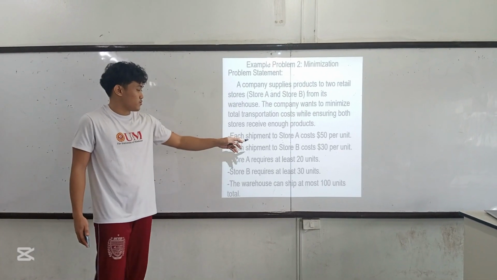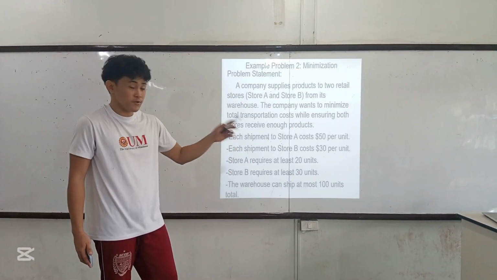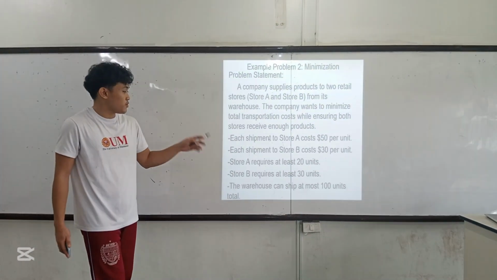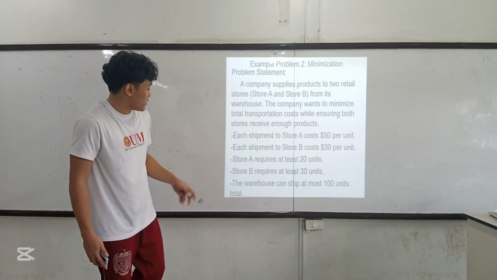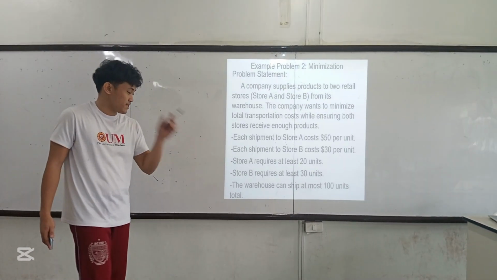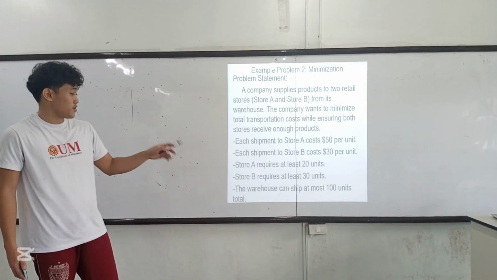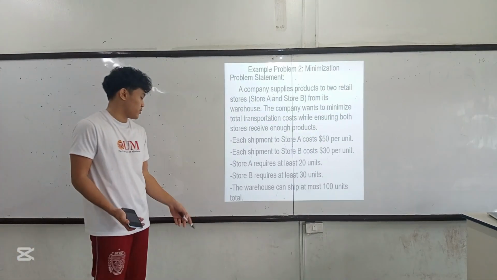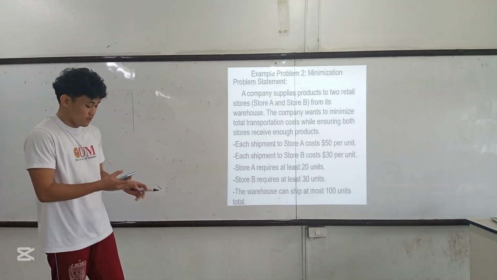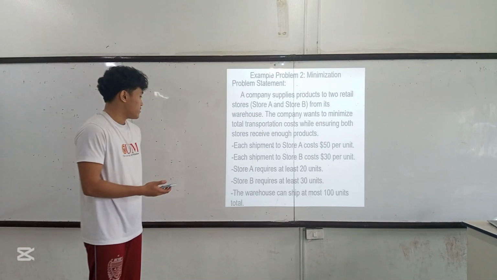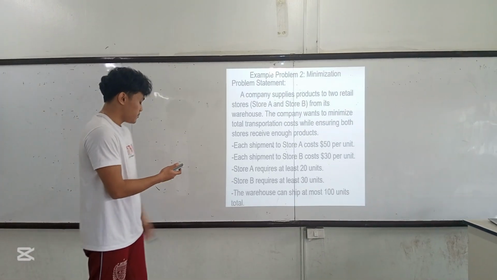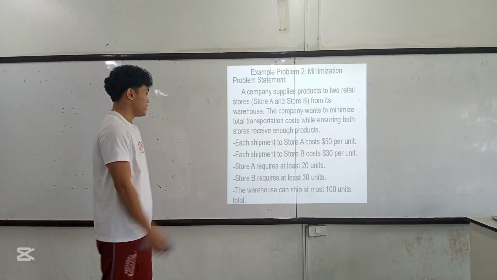Each shipment to store A costs $50 per unit, while each shipment to store B costs $30 per unit. Store A requires at least 20 units. Store B requires at least 30 units, and the warehouse supplies at most 100 units total. So we must solve the transportation cost minimization.